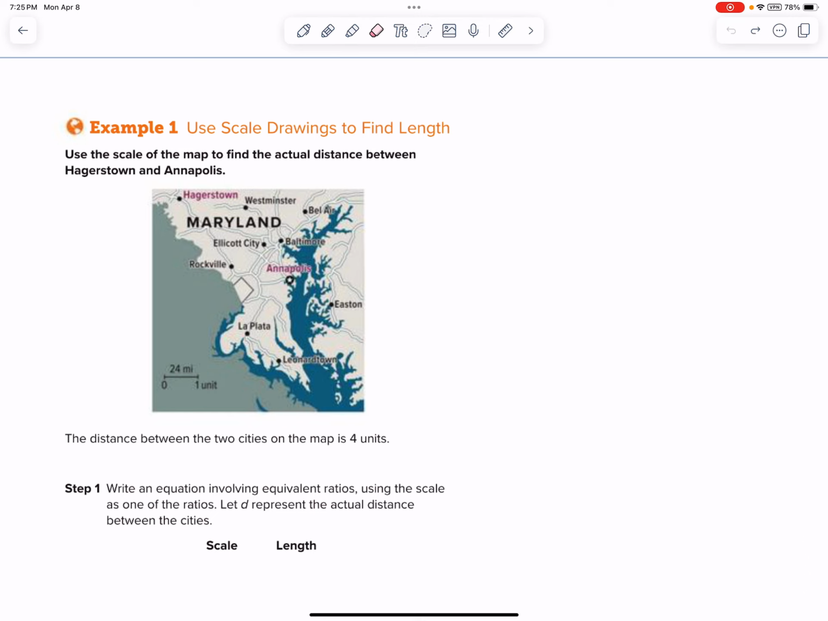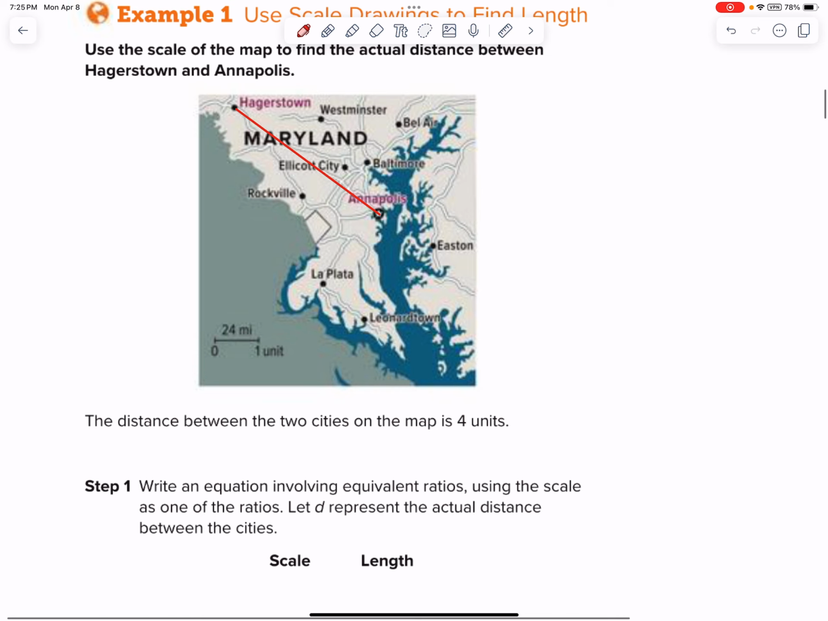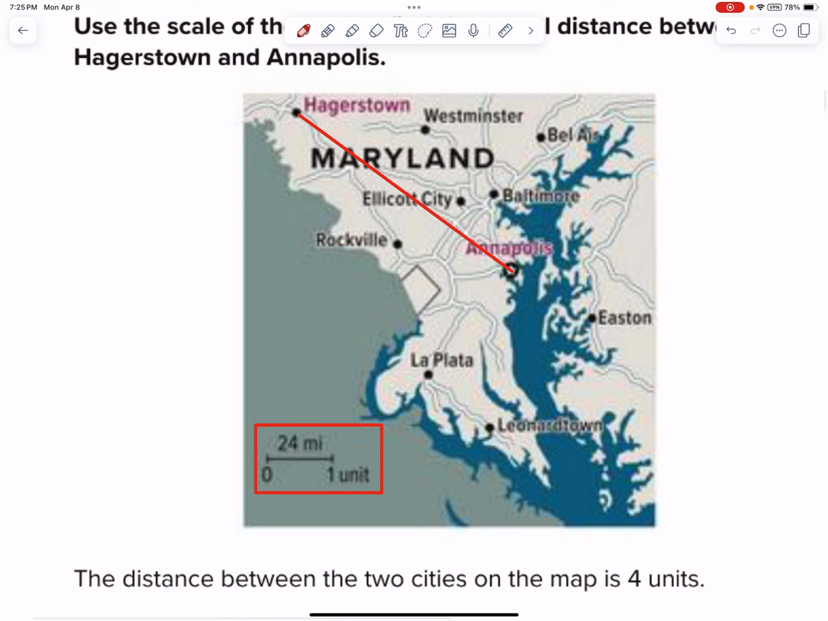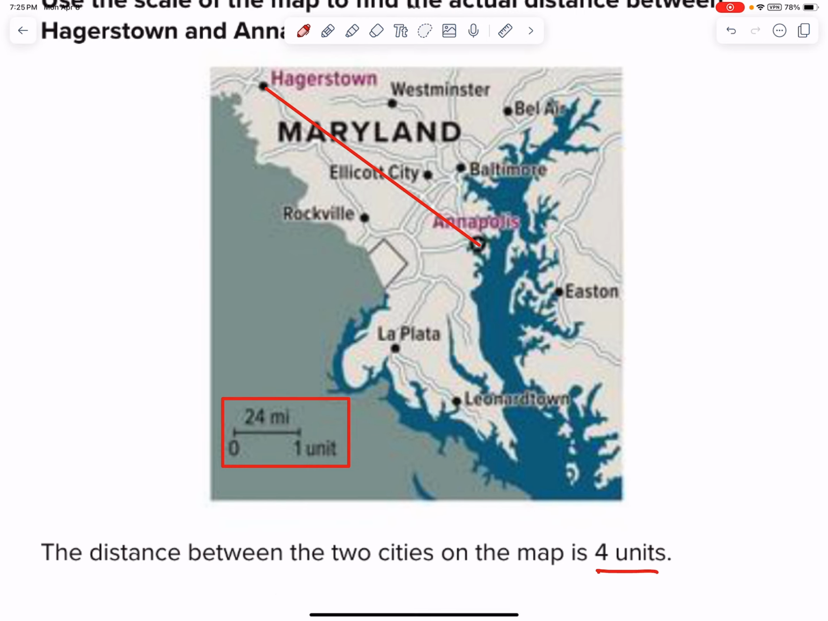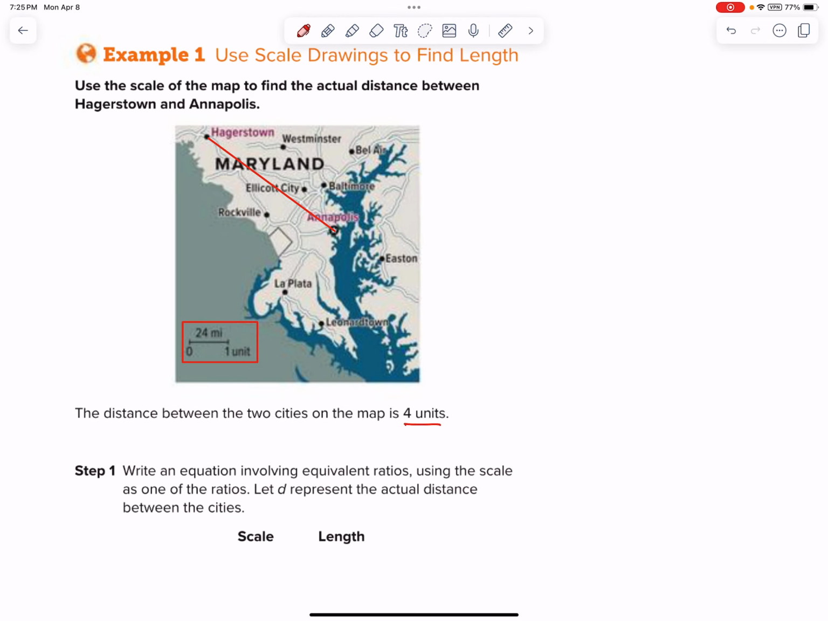Here's the map. We're talking about from Hagerstown to Annapolis. Let me get the pen out again. We get our straight line. So we're talking about this distance right here from Hagerstown to Annapolis in Maryland. We don't have to measure that out. We do see the scale here is every unit is 24 miles. Normally you would have to measure that out, but we don't have to because they're letting us know that the distance is 4 units. So we don't even have to grab a ruler for this one.